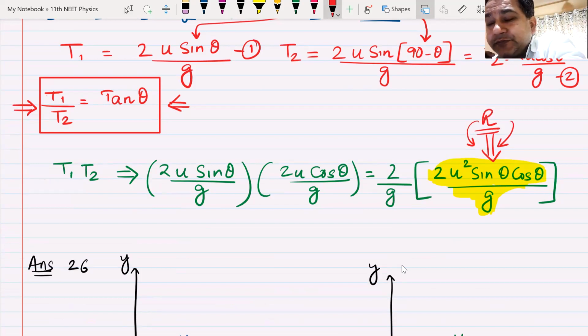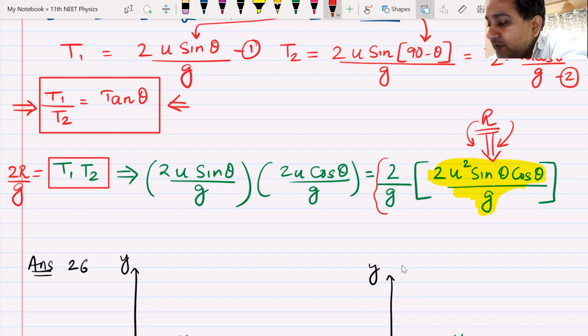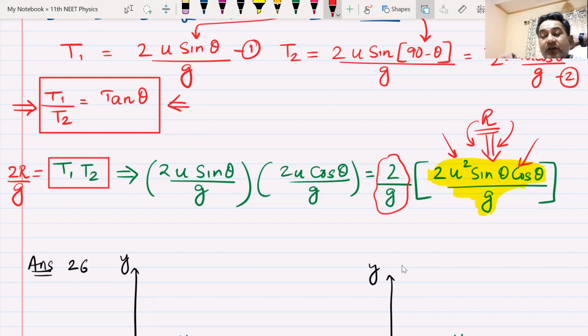Am I clear? So I can write this: T1 multiplied by T2 is equal to 2 times R by G. That is why I had written 2 by G outside, and everything else inside. This is the formula of time of flights of complementary angles. T1 by T2 for complementary angles is tan of theta. T1 multiplied by T2 is 2 times R by G.